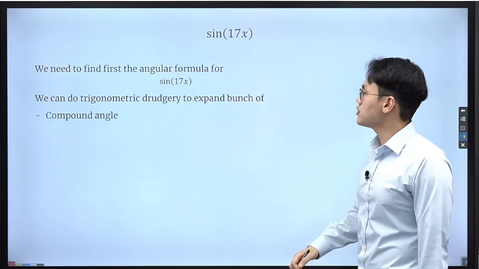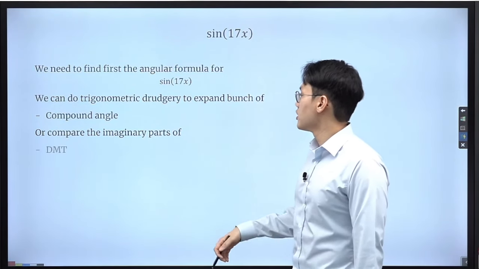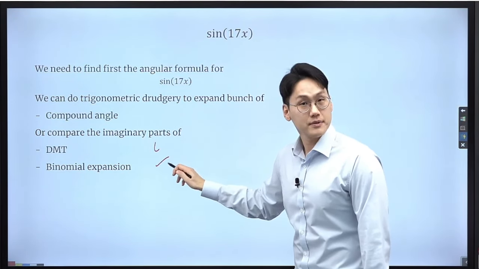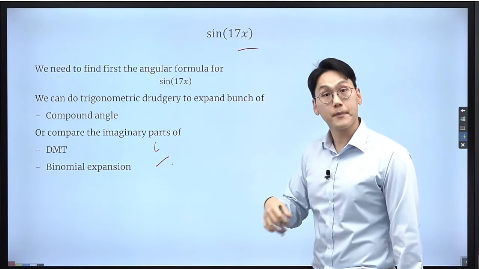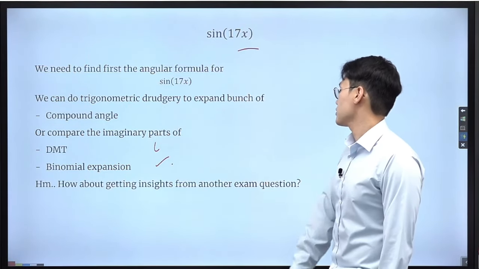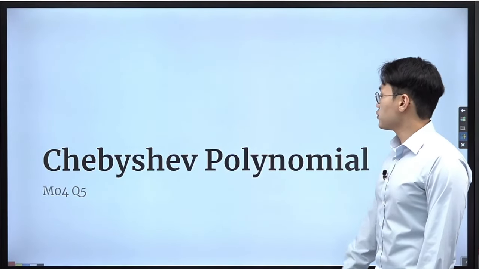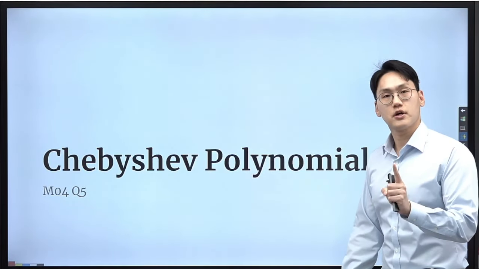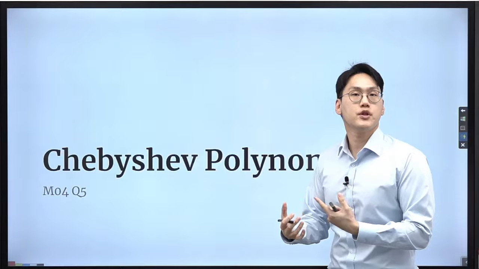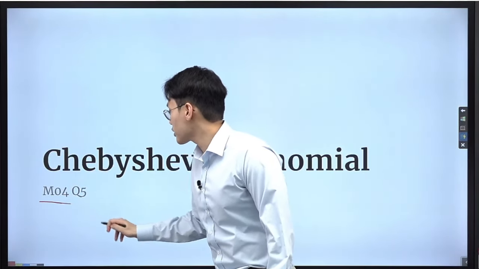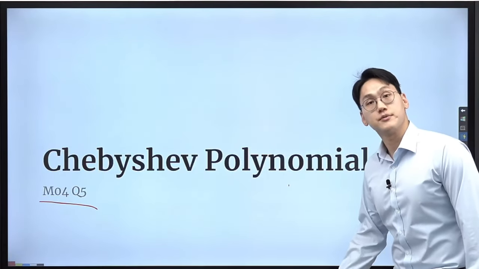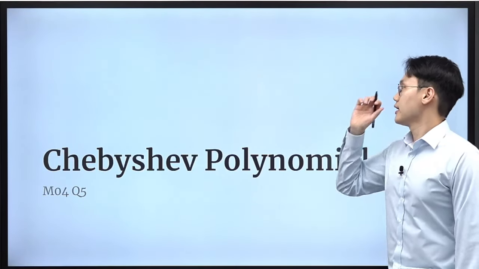But what we can do here is, again, use the formula here or compare with the DMT and the binomial expansion. I've done it for you. You don't have to do it because it's just too much work, a very, very tedious work, so let me quickly do it for you. But before doing that, let me take another approach of deriving those angular formulas of trigonometry, again based on an exam question. In May 2004, question number 5, it's got something called the Chebyshev polynomial. What is it? Let's take a look.